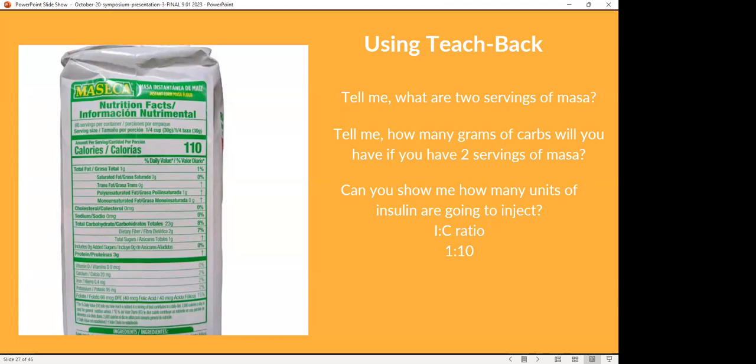That's where you need, if you're teaching the food label, don't just say, make sure you read the label, make sure you read those carbs, you check the carb, because if they're using this, or if they're eating this, you don't know what they're doing. You need to do that teach back before they leave.